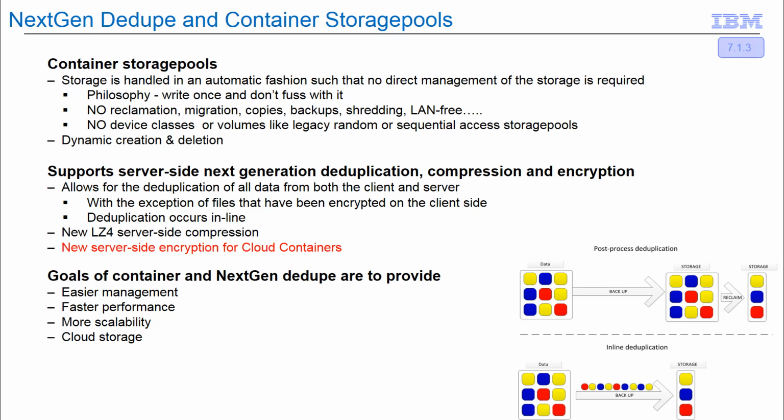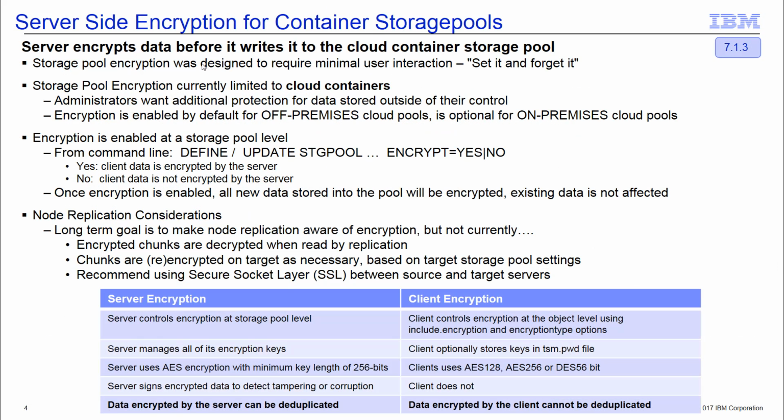The order in which the processing takes place is that the deduplication takes place inline as the data is being written to these containers, and then optionally compression and encryption would occur. So the order is deduplication, and then optionally compression, and optionally encryption. The encryption is a set it and forget it type of encryption. It requires minimal user interaction.